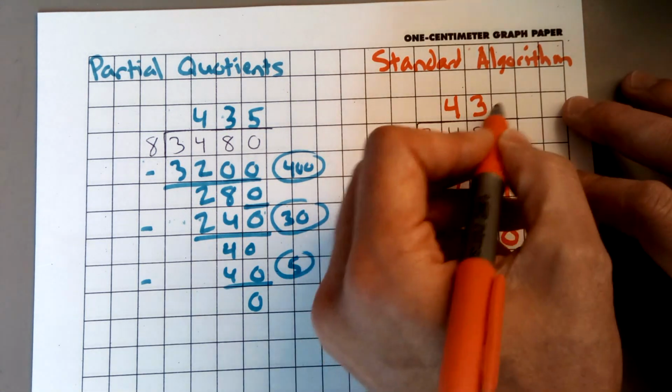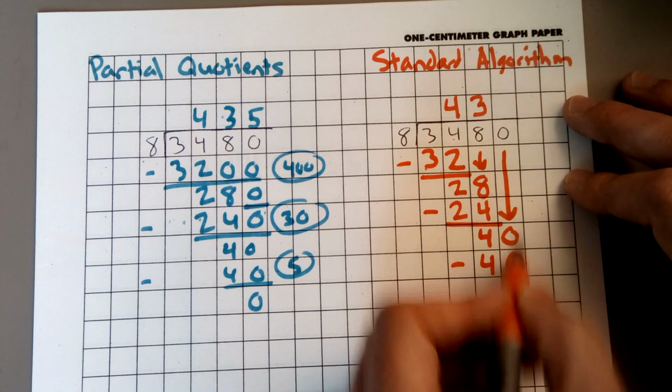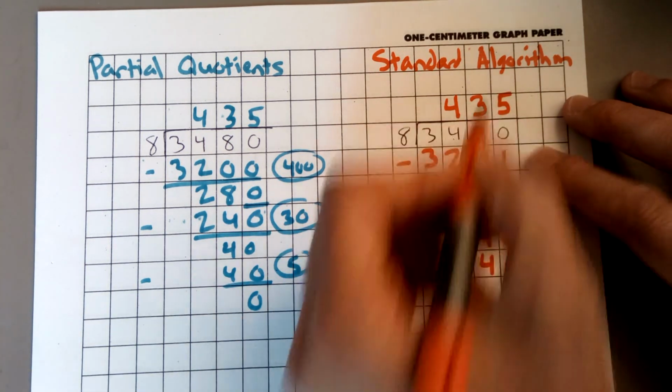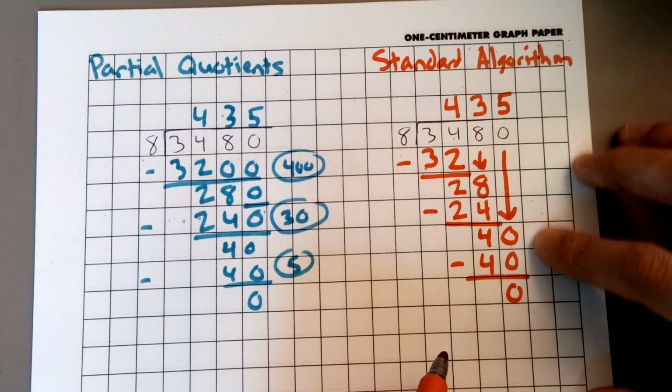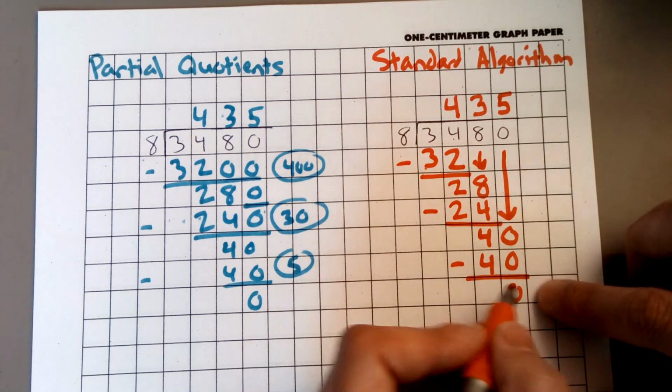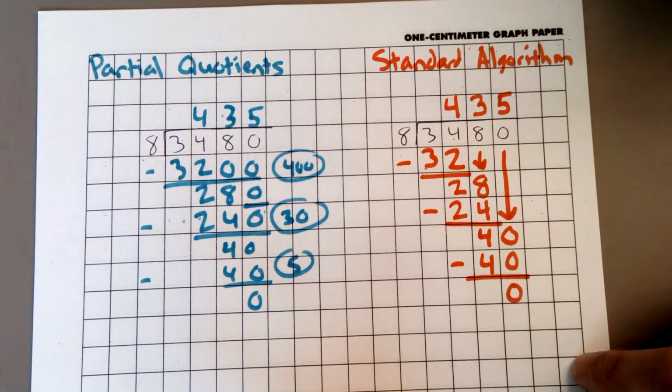And so the 5 goes in the ones place because that's the place I finally reached in my dividend. And I don't have a remainder here because 40 minus 40 gets me right to 0, and 435 is my quotient.